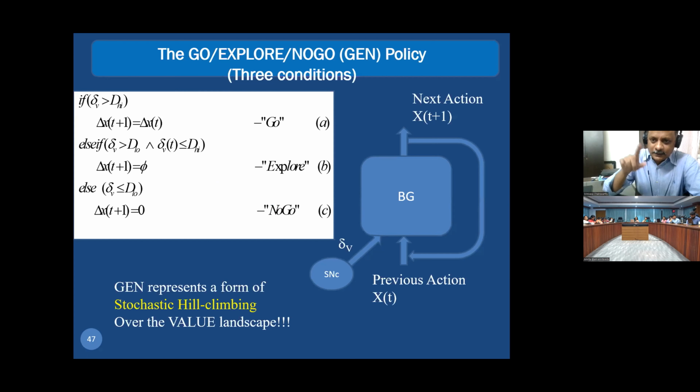In the previous case, the system is picking the discrete action which has the highest value. Here, the system is searching for the maximum in the value landscape. The value landscape has a bunch of hills, right? It is searching for the nearest hilltop, okay, by performing gradient ascent. Only thing is, this is stochastic gradient ascent because of the noise coming from the STN-GP.